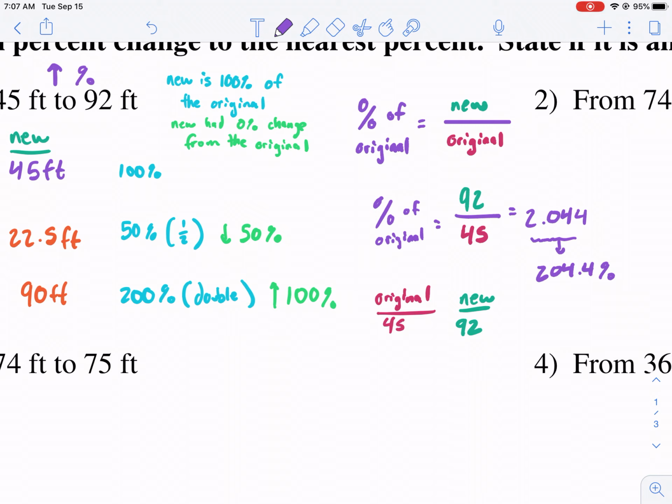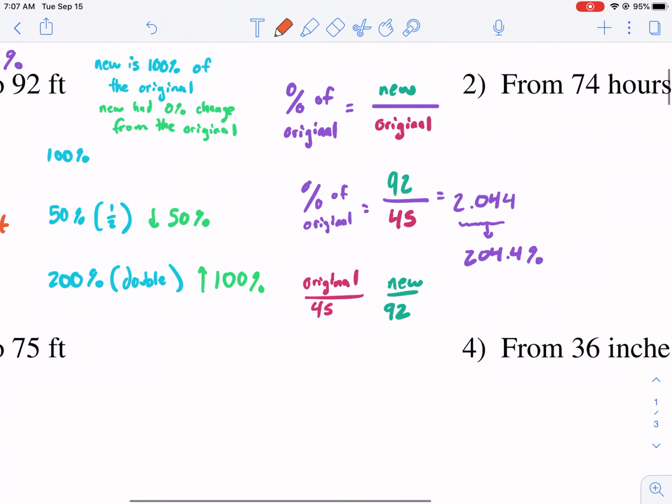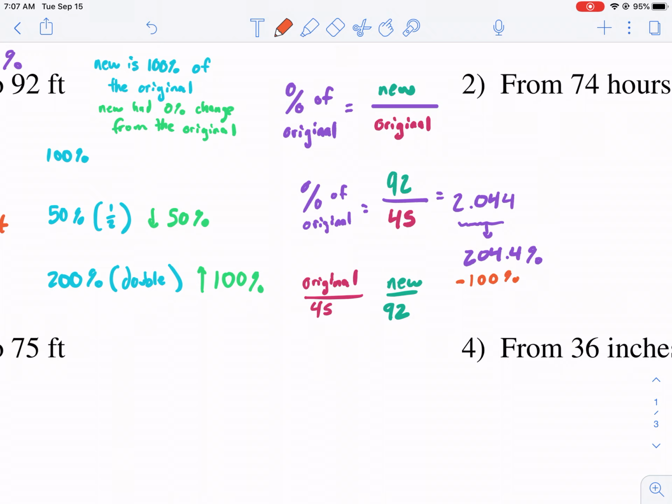The new is more than double. Okay, remember, double was a 200% increase. The new is more than double the original. So what is the percent increase? Well, in order to find the percent increase, we always take away 100 from this. So you're going to take away 100% to find the percentage increase.